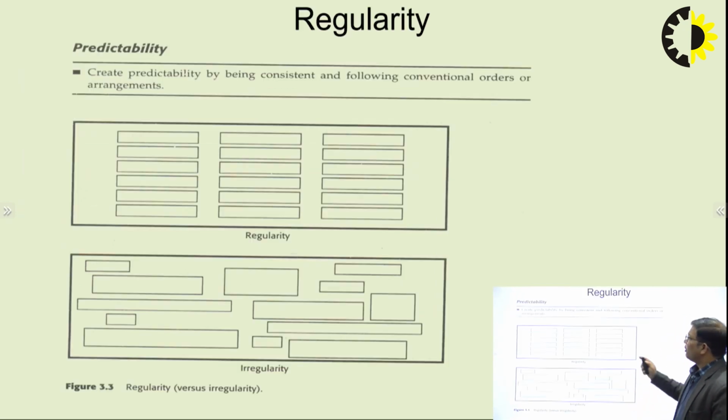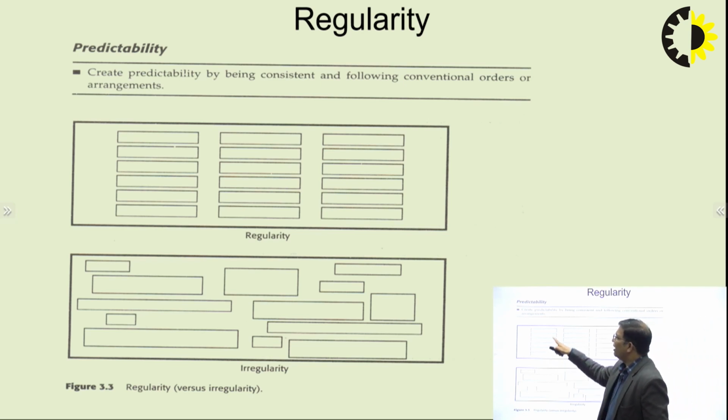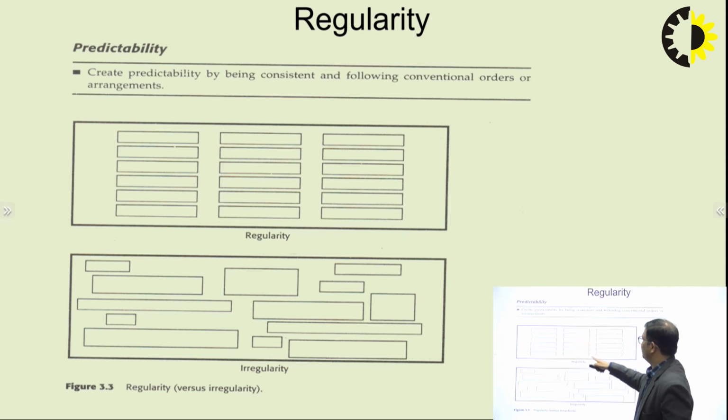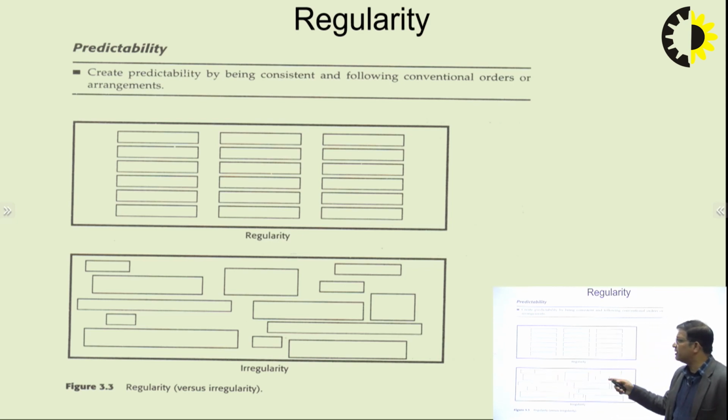Regularity. If we are talking about regularity, what does it mean? If we are asking the user to enter some data in this fashion, there are three columns, all three columns are equal, and the gap between these three columns horizontally or vertically is equal. But in this one, the text boxes are placed hither and thither, which is irregularity. We are very confused about which box to fill, which box comes next. So, screen designing plays a very important role.